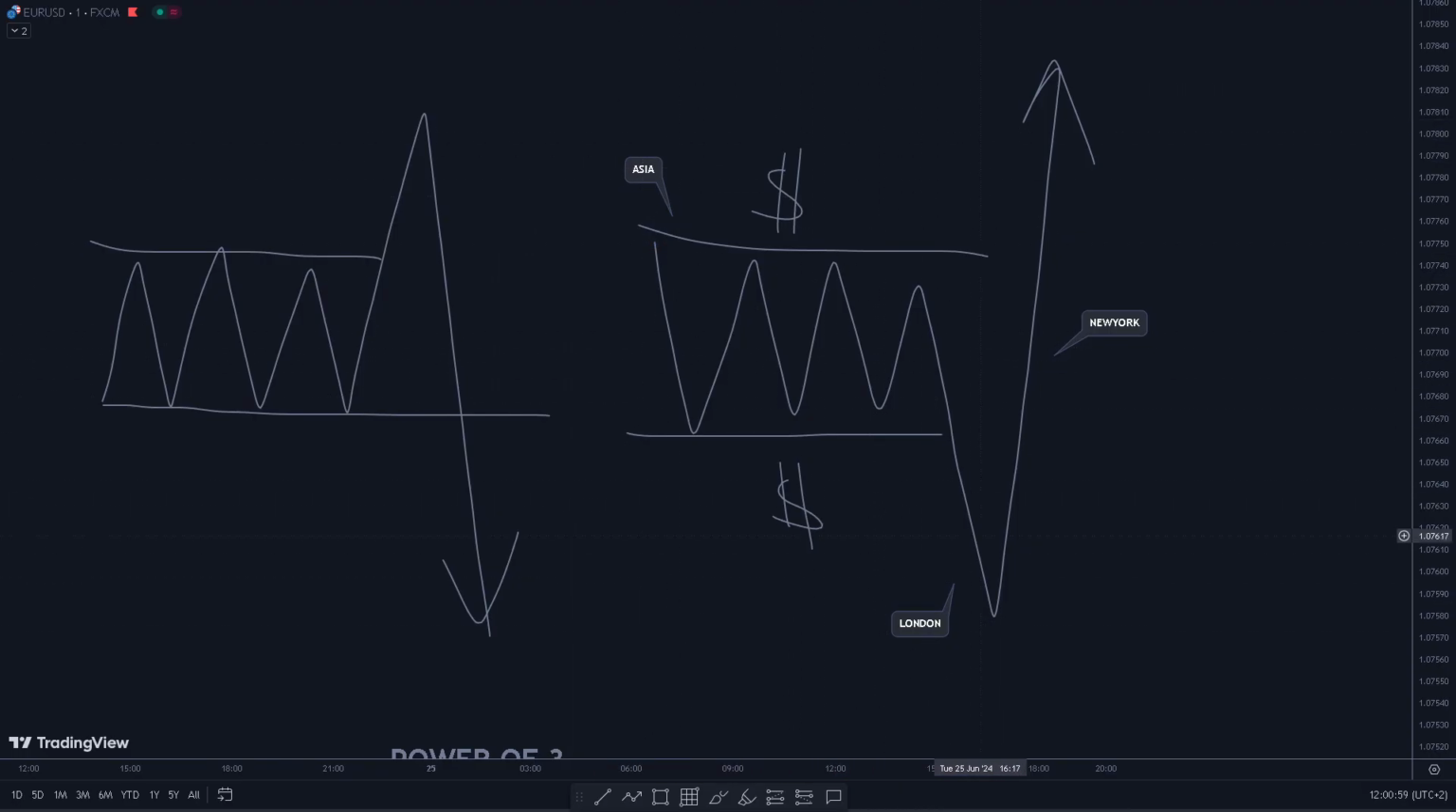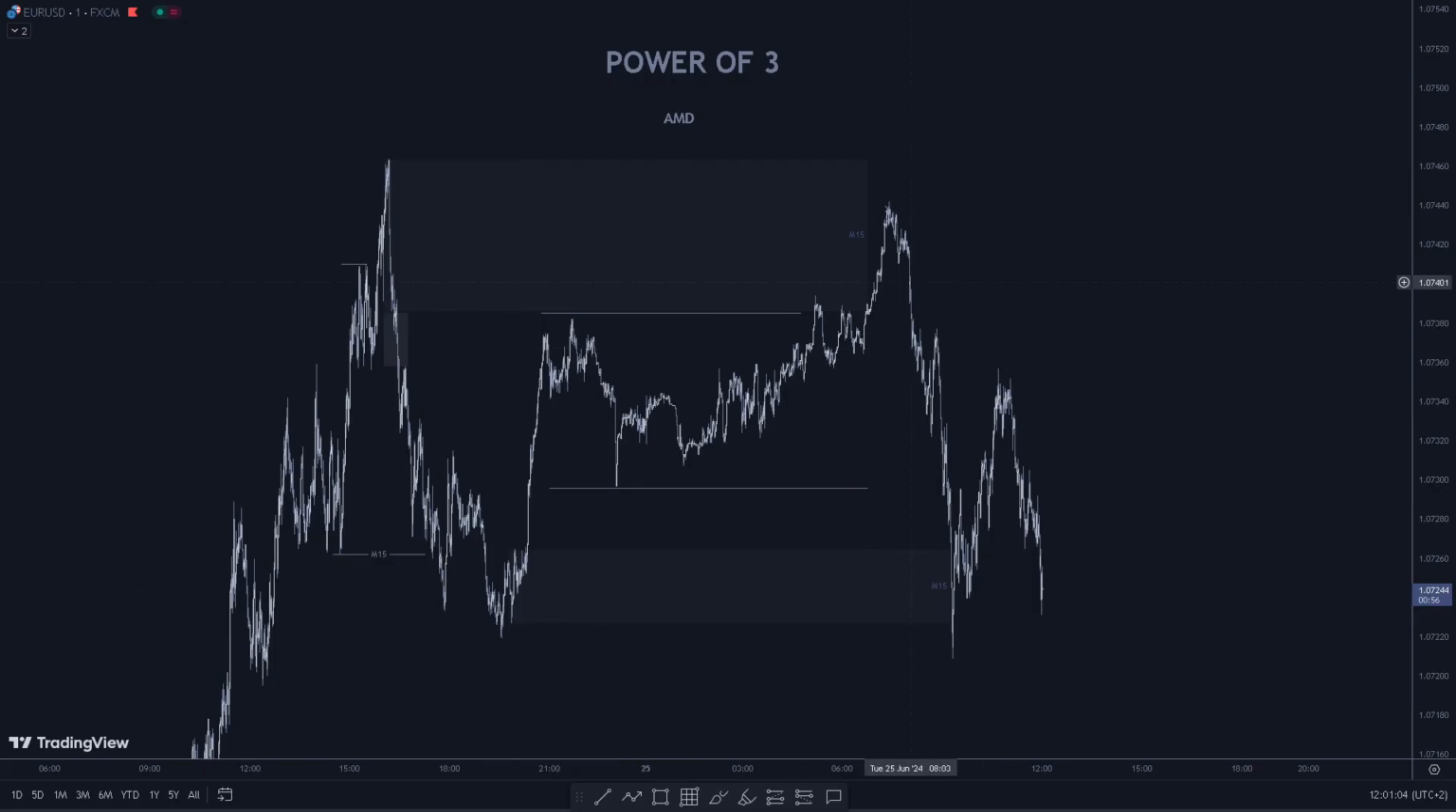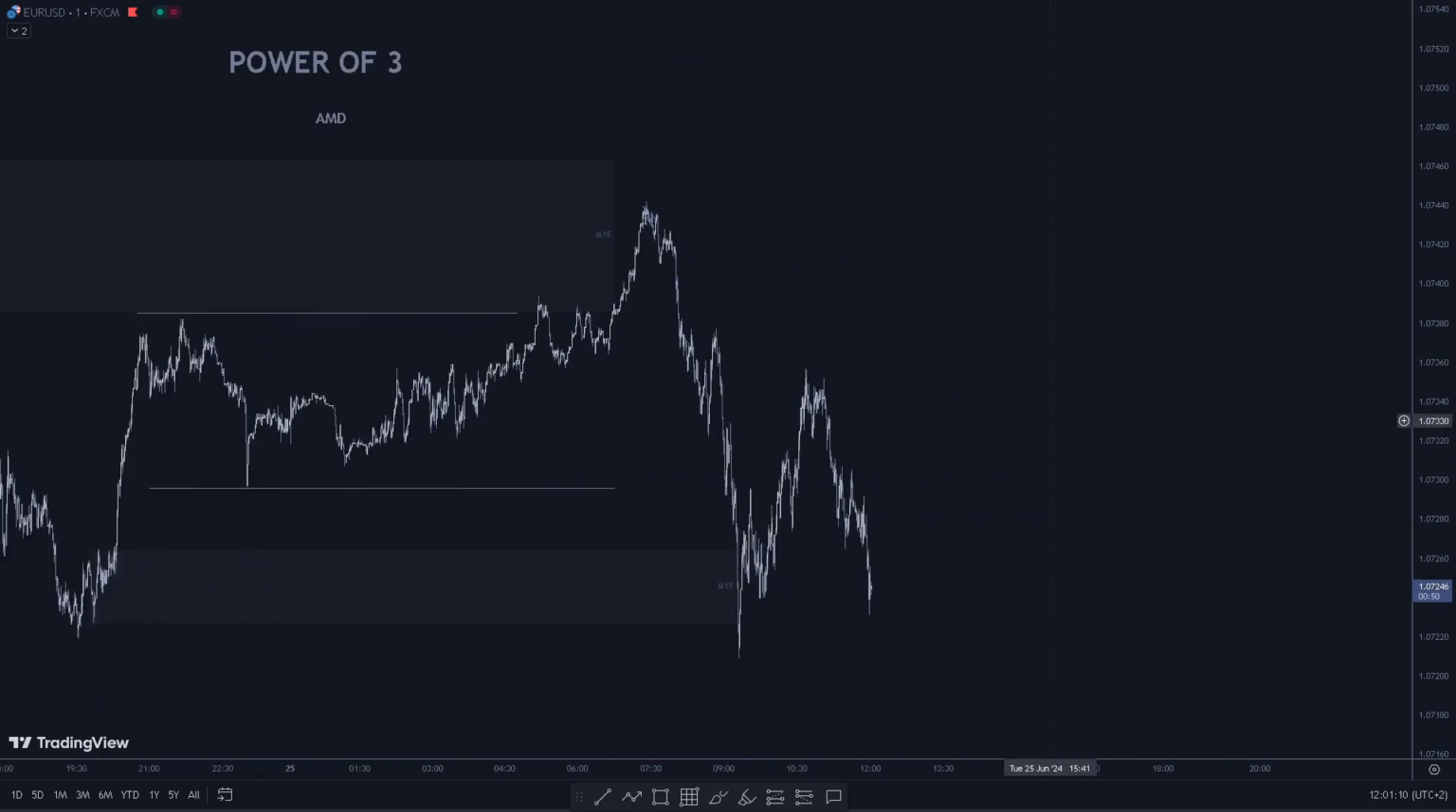That's why I showed you this one. It's not the New York, but it's the pre-London and the London. It's like the morning, okay?